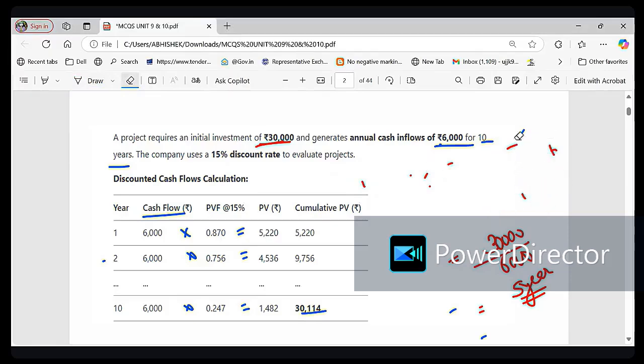How much time will it take to recover your initial money? You have invested 30,000 and every year you are getting 6,000. So obviously it will take 5 years to recover the entire money back. That is called the simple payback period method.